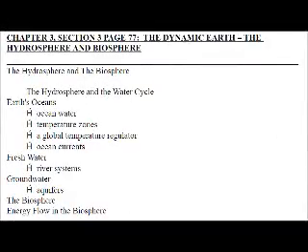Section 3. The Hydrosphere and Biosphere. Life on Earth is restricted to a very narrow layer around the Earth's surface. In this layer, called the biosphere, everything that organisms need to survive can be found. One of the requirements of living things is liquid water.